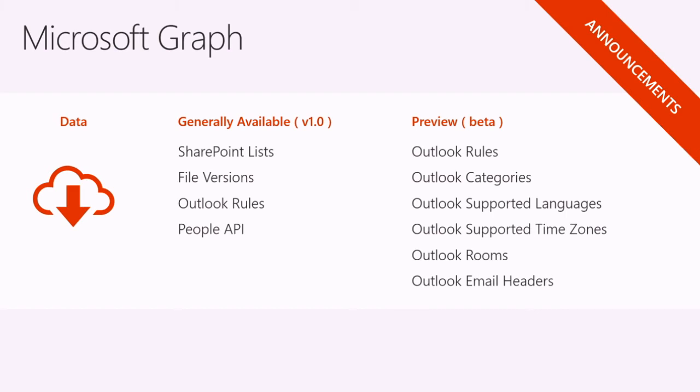We've added file version support, so in OneDrive and in your SharePoint document libraries, you can interact with file versions. Outlook rules are now GA. The People API that Tristan demoed, which is so useful for a variety of scenarios, you'll see come up a couple more times in the talk. That's also GA. And then we continue to add a bunch of new beta functionality, things all over Outlook: rules, categories, time zone languages, rooms, email headers.